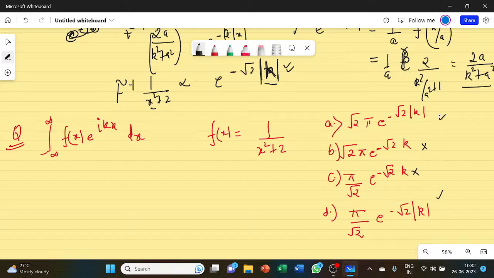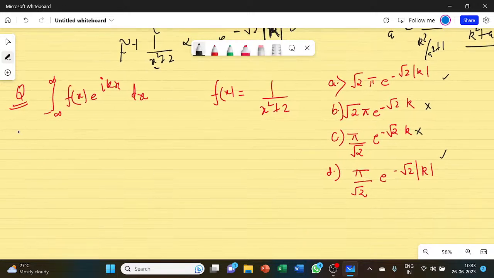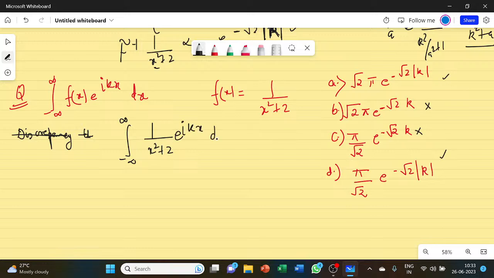So I will have to somehow find the integration. I cannot escape that. And this is what students did. And now let me show you what was the problem. I would not say discrepancy, but what was the error that students made. So for example, when they started evaluating, they wrote 1 upon x square plus 2, and then e to the power iota kx dx.